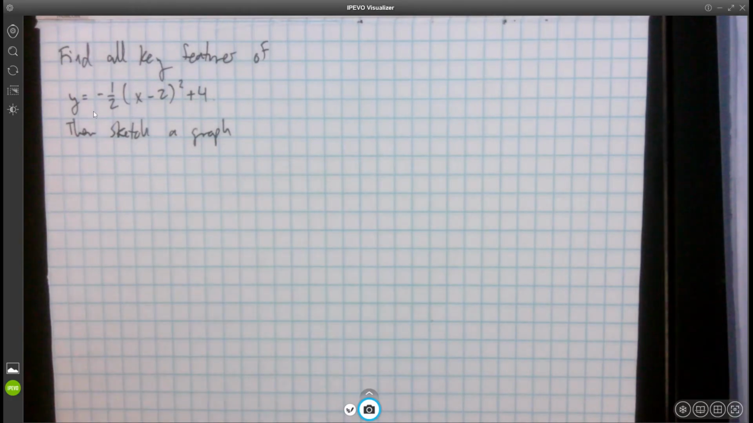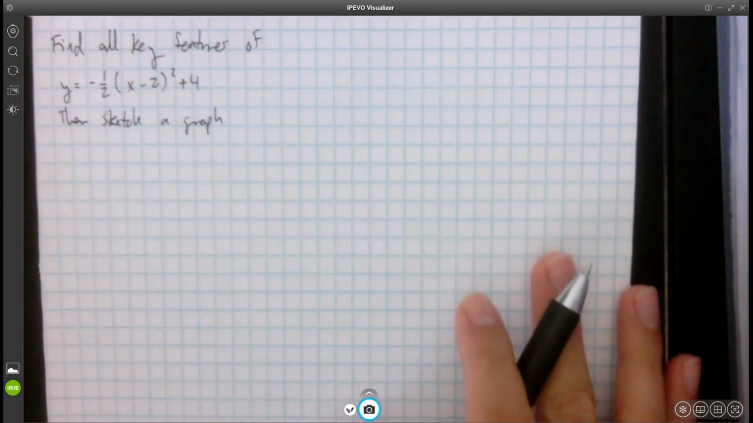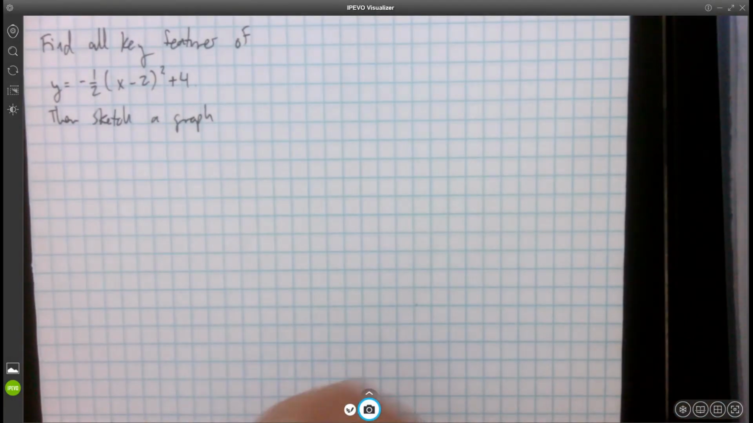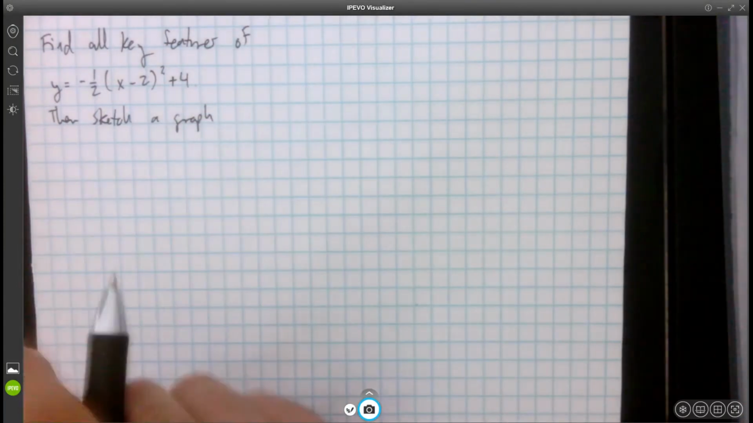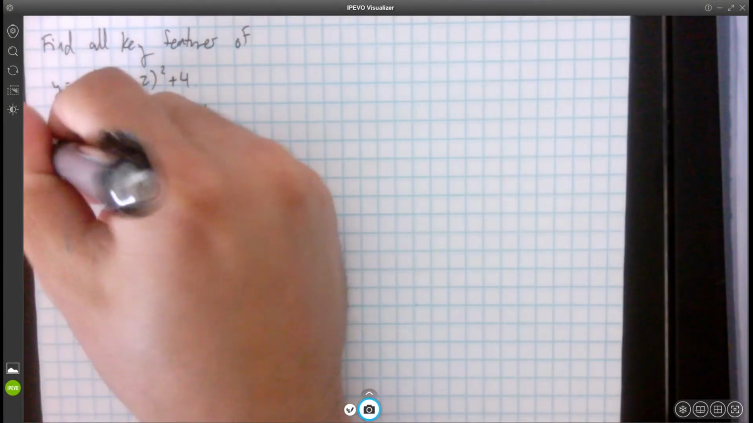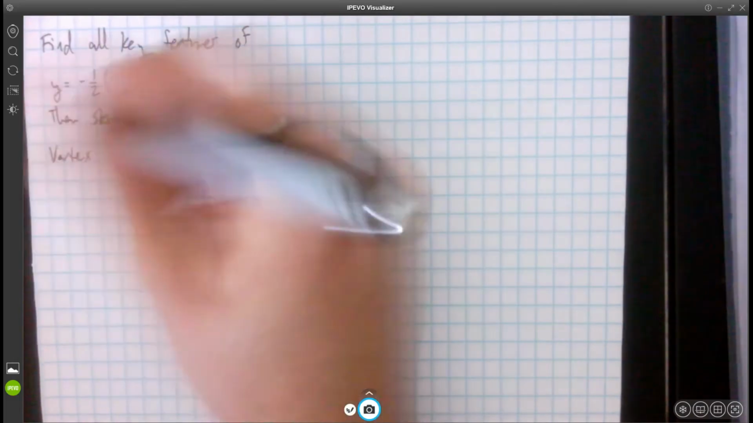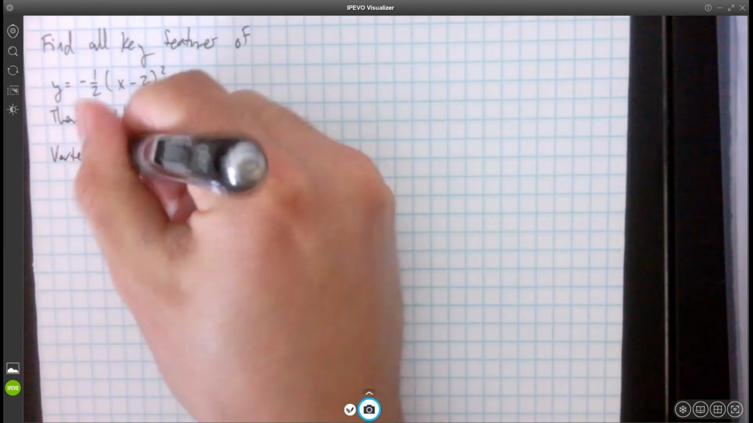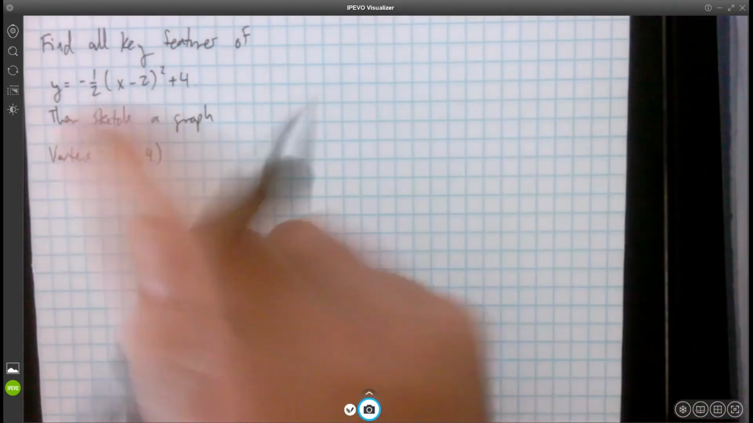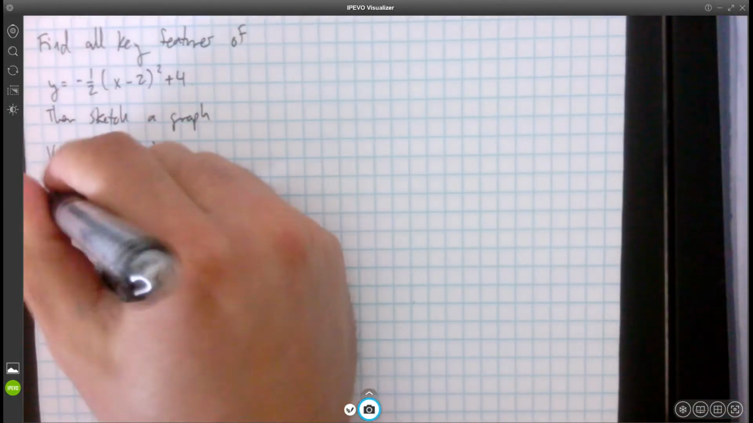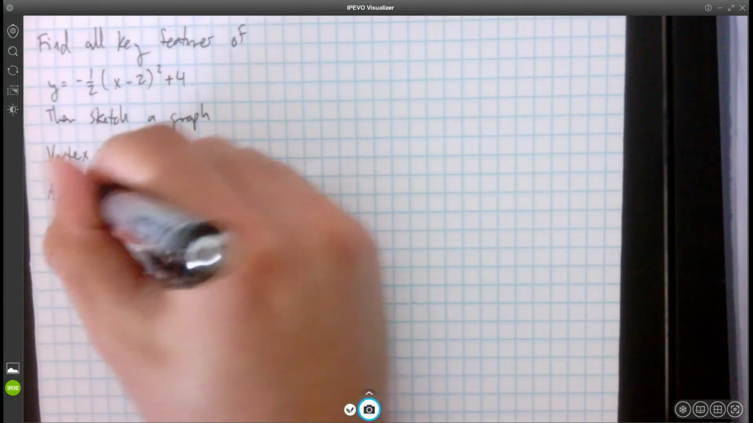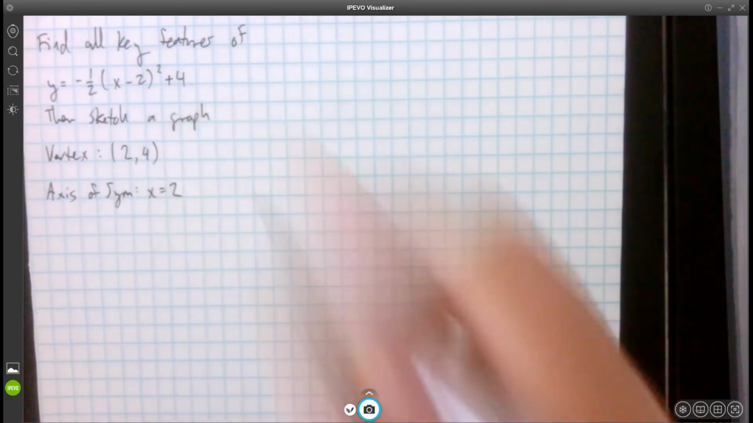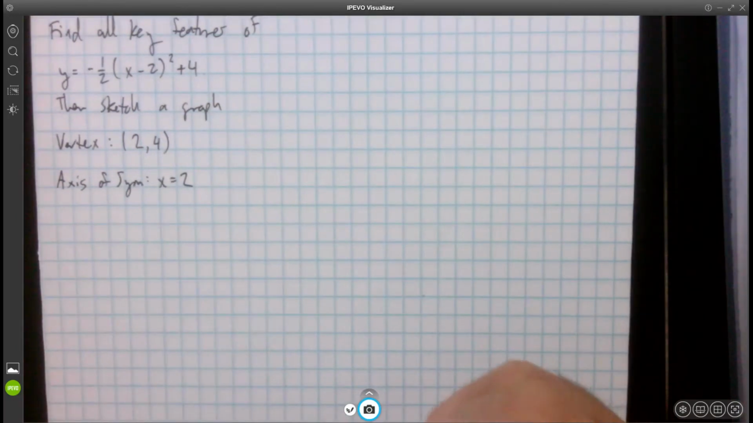Okay, let's take a look at this example. I want to find all the key features and graph this quadratic. First thing I can find right off the bat is the vertex. My vertex for this quadratic is going to be (2, 4). My axis of symmetry is x equals 2.